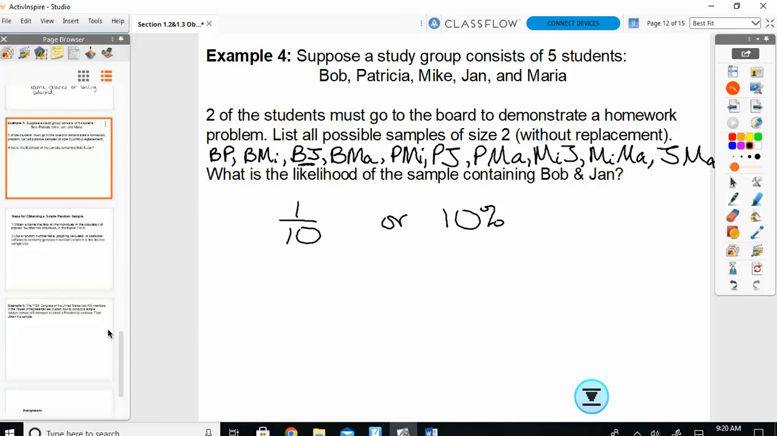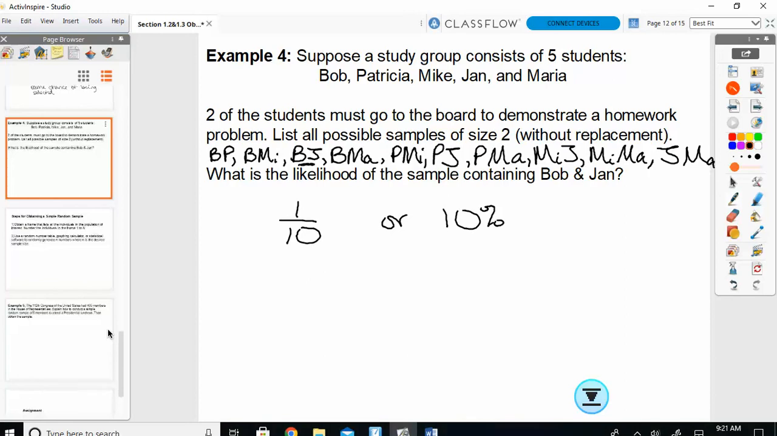So I want to lastly talk about how you could get a simple random sample. There are a few different options. One of the most common ways is, it's not that bad just to list them out here, but if I had 100 students, do you want to list every possible combination? No, that would take forever.